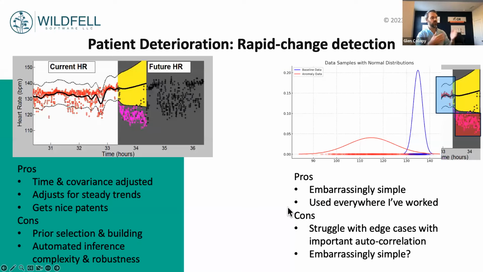Cons, obviously it struggles with edge cases where autocorrelation is important. And a con, it's embarrassingly simple. Sometimes I'm embarrassed to say, no, I just did this model because it works pretty well. But I'll also say one other pro of this model. I had to go through this Gaussian process model, all this fitting and the automated inference and things like that, to realize that this model works well for many cases.